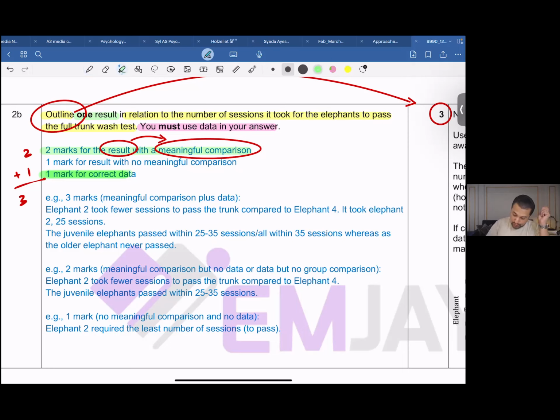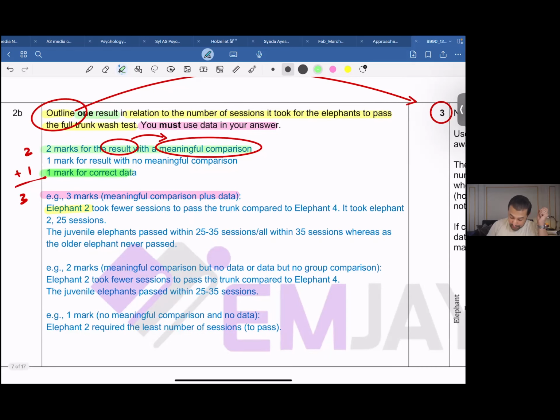Now, for you to be able to score 3 marks, there are multiple results that you could use over here. Let's start with one. So this is an example of you scoring 3 marks. How would you score 3 marks over here? Elephant 2 took fewer sessions. You need to be clear that you're talking about elephant 2. For this, again, you need to know the study really well, concrete learning.